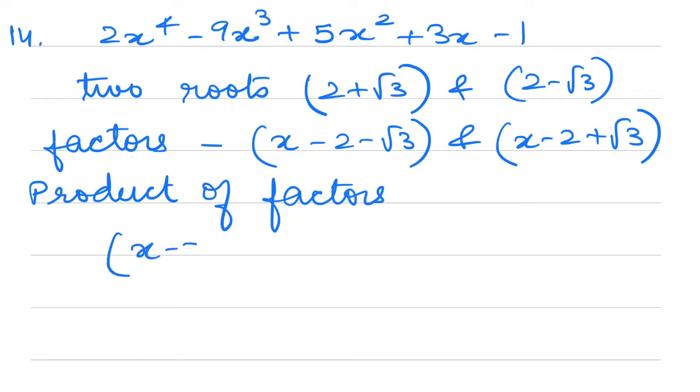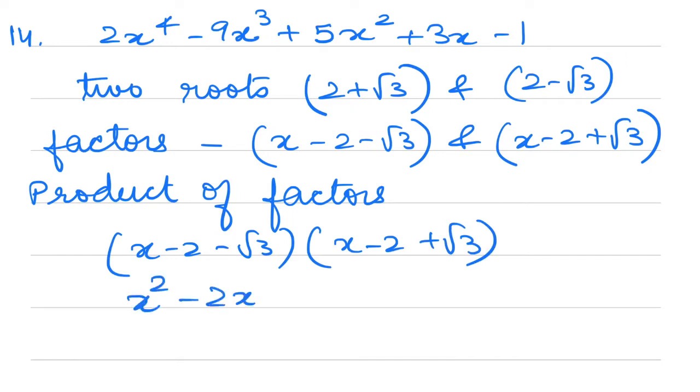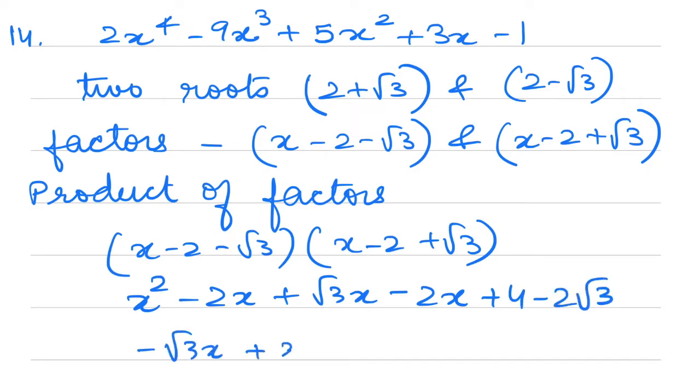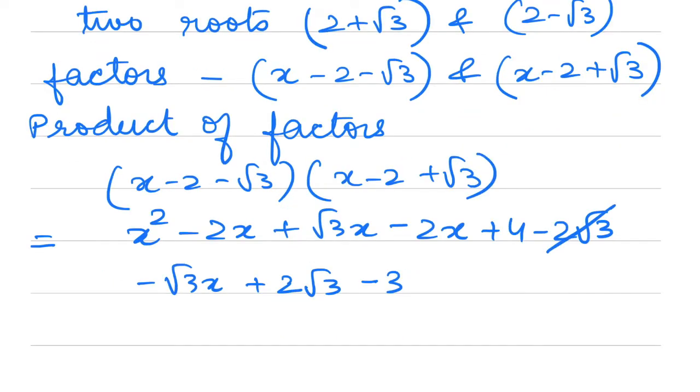Now let's find out the product of factors. We have x minus 2 minus root 3 into x minus 2 plus root 3. We have x square minus 2x plus root 3x minus 2x plus 4 minus 2 root 3, then minus root 3x plus 2 root 3 minus 3. Here minus 2 root 3 and plus 2 root 3 get cancelled, plus root 3x minus root 3x gets cancelled. We are left with x square and minus 4x, and 4 minus 3 is 1.